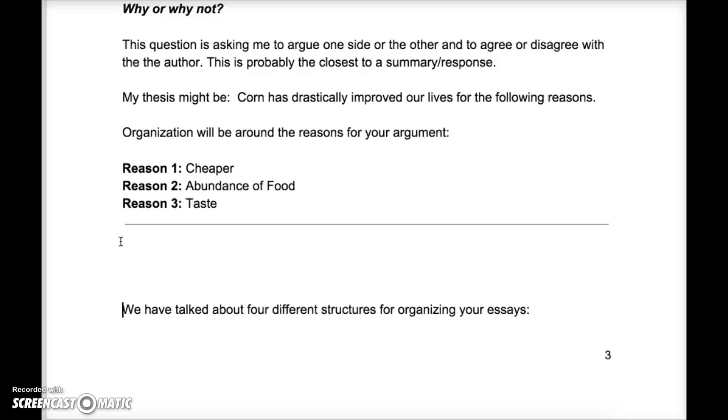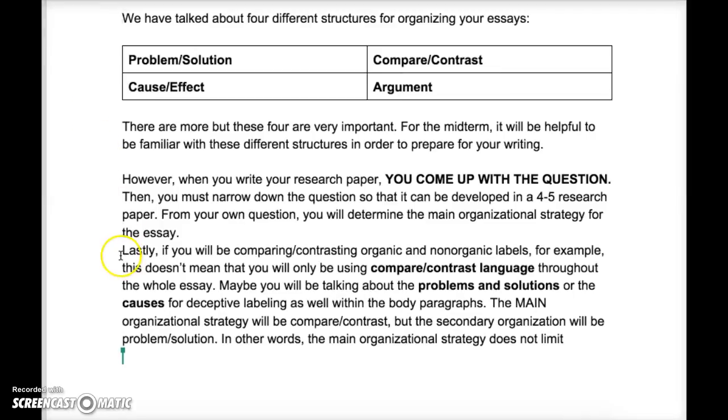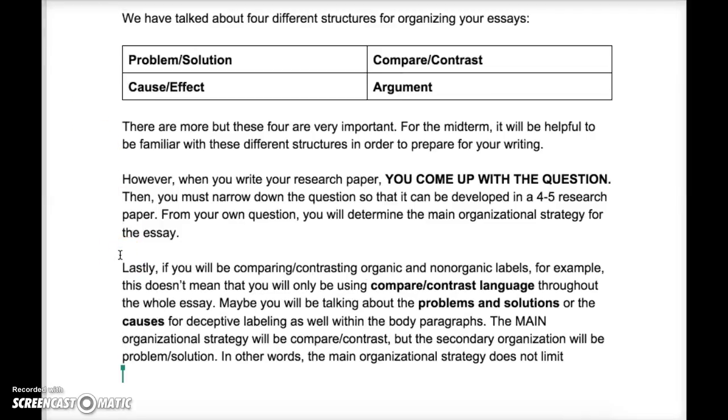So we have talked about 4 different structures for organizing your essays. We've talked about problem solution, compare contrast, cause effect, and argument. There are more different strategies, and these are also called rhetorical modes. I really just want to focus on these 4 because I think they're important. For the midterm, it will be helpful to be familiar with these structures in order to prepare for your writing. Before you start writing your essay about the article, you kind of want to figure out from the question, right, how you're going to organize it and outline your essay.